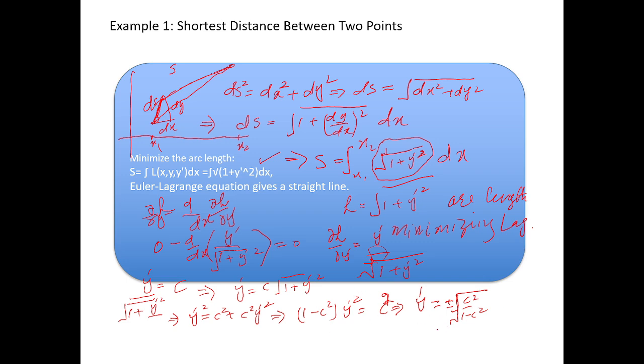Now integrating it, we will get that it is a straight line. Y dash, y, not y dash, y is equal to plus minus under root c square over 1 minus c square times x, and plus some constant. So you see this is a straight line. So this is a straight line between these two points.